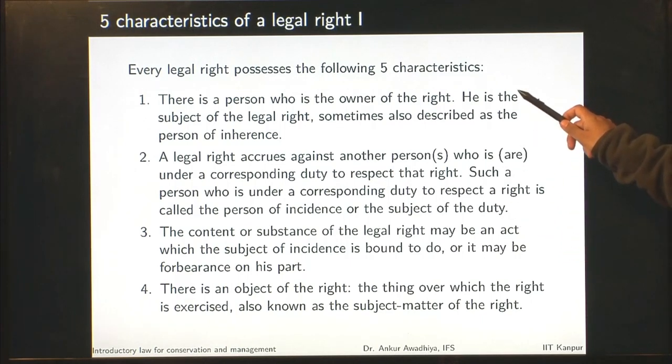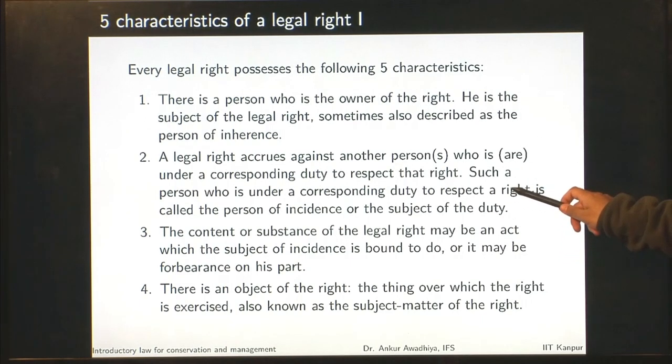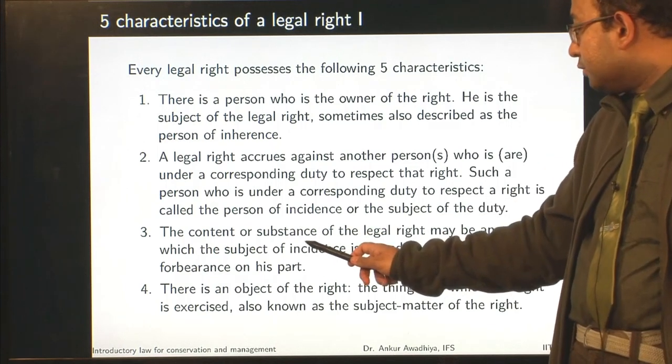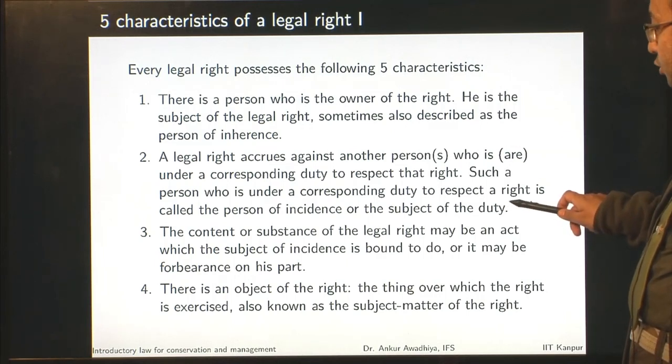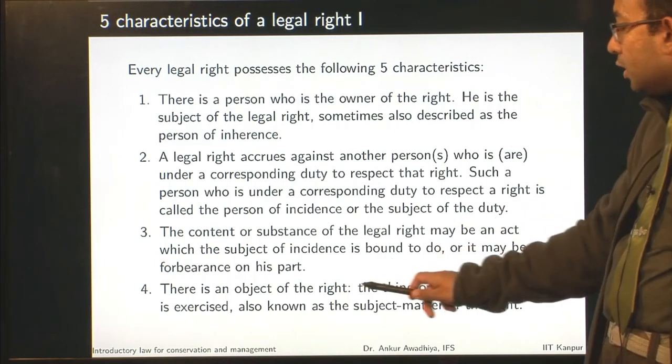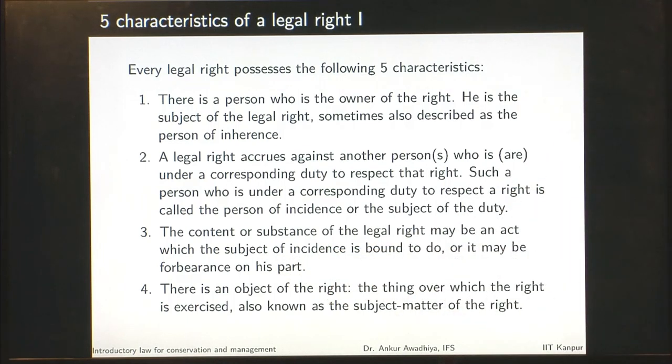So you have the owner of the right and you have the people who have to perform a duty corresponding to the right. Then you have the content or substance of the legal right. Maybe an act which the subject of incidence is bound to do, or it may be forbearance on his part. So the next thing that the rights should specify is, what is the substance of the right? What is it that these people who have to follow the duty are bound to do, or what are they required not to do? So that is the content or the substance of the right.